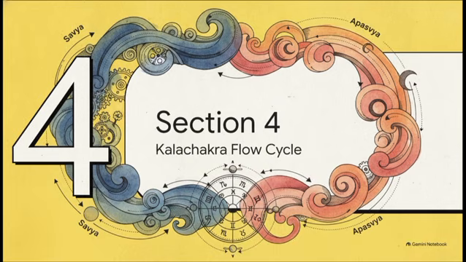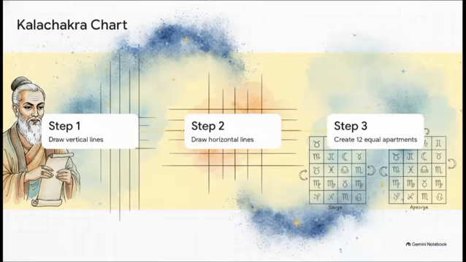To fully grasp the time cycles described in this text, we have to understand the highly complex Savya and Apasavya astronomical flow cycles. These operate right alongside the dasha calculations we just did. The sage Parashara actually gives us step-by-step instructions on the structural setup required to build these charts. Imagine drawing it out. Step 1, you draw vertical lines. Step 2, you draw intersecting horizontal lines. Step 3, this grid creates exactly 12 equal apartments, or cells, for the charts.